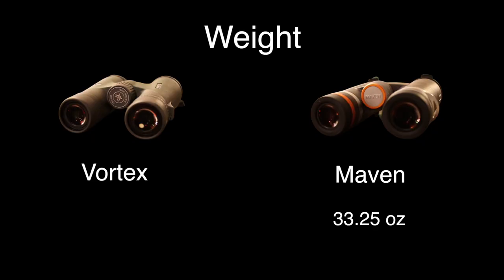Let's talk about the weight now. And if you're backcountry hunting, this matters. So you're trying to shave off ounces here and there, and hopefully it adds up enough to make it easier for you to hike up and down those hills. So the Mavens are 33.25 ounces. Not light, but not crazy heavy either. The Vortex are 32.2 ounces. So 1 ounce lighter. So the Mavens are slightly heavier, not a whole bunch. If that 1 ounce matters to you, then that might be very important. If it doesn't matter to you, because that 1 ounce doesn't matter to me all that much, I'm just looking for the best quality glass.